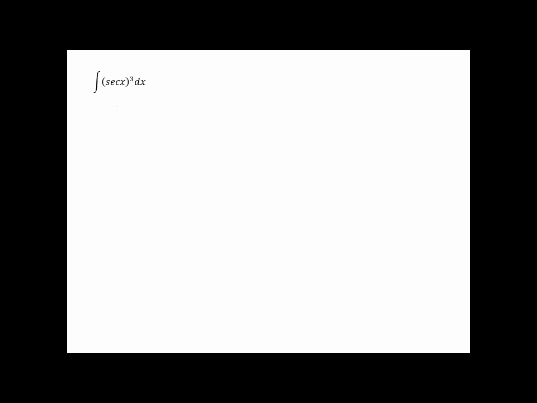Secant cube. Again, I know my key formula is always that one, secant square equals tangent square plus 1, so I probably want to rewrite it this way, secant square times 1, and then try to use my formula. But for this problem, you could try it, but later you find it doesn't work very well. What I can do is integration by parts.